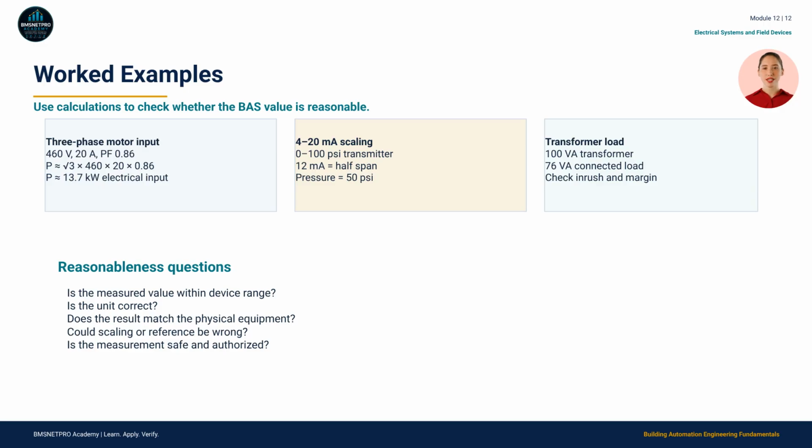This slide brings the math into BAS decisions. A three-phase motor input calculation gives you an approximate electrical input. A 4 to 20 milliamp scaling example shows how a transmitter can produce a value of 50 psi at 12 milliamps. A transformer loading example shows why nominal VA is not the whole story. In each case, the calculation is not just math, it is a reasonableness check. Does the BAS value make sense, and what might make it wrong?